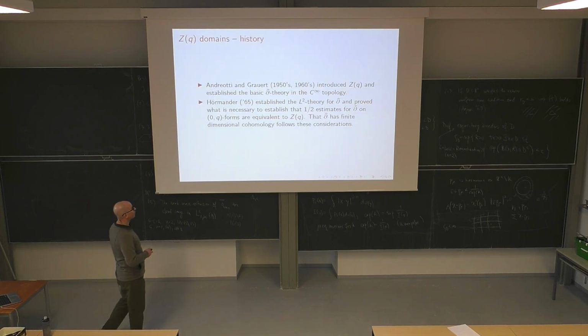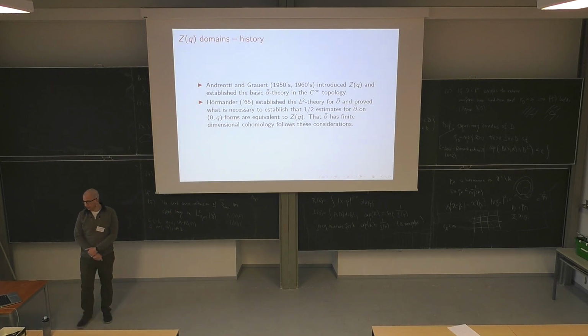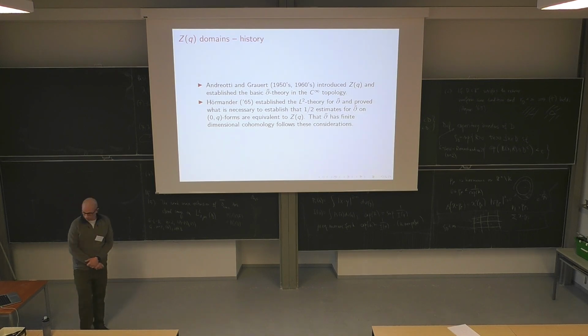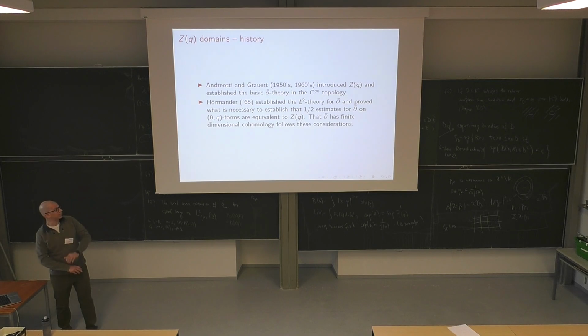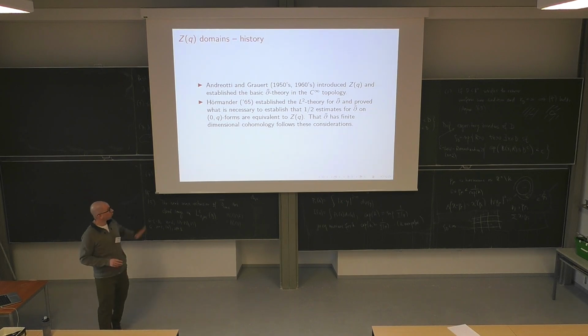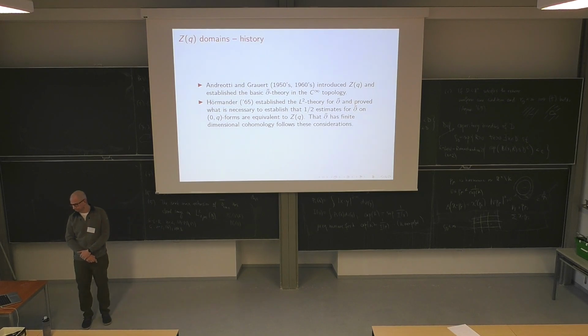Okay, so Z_Q has been around for a long time, introduced by Andreotti and Grauert in the 1950s, 60s. Hormander studies the L2 theory for D-bar, and he proved what is necessary to establish that 1/2 estimates for D-bar on 0,Q forms are equivalent to Z_Q. That D-bar has finite dimensional cohomology follows fairly easily from these kinds of considerations.